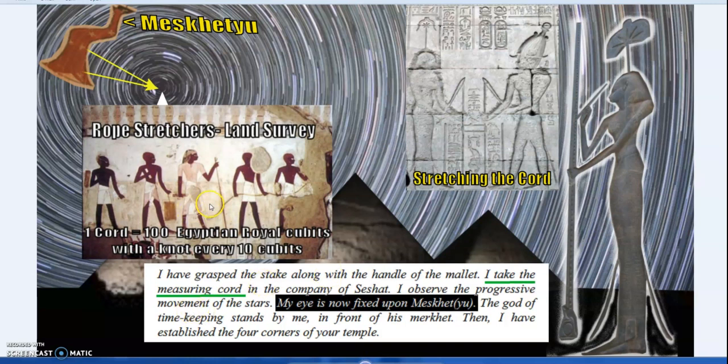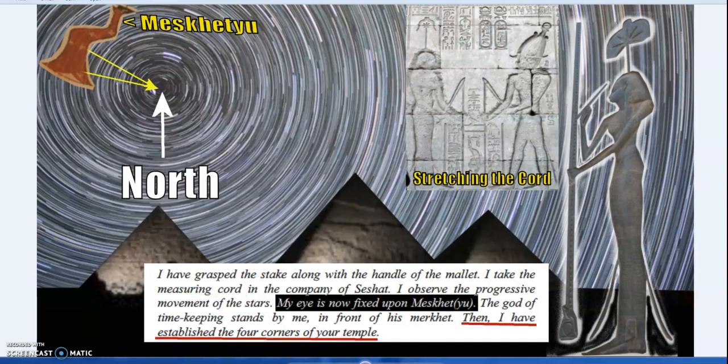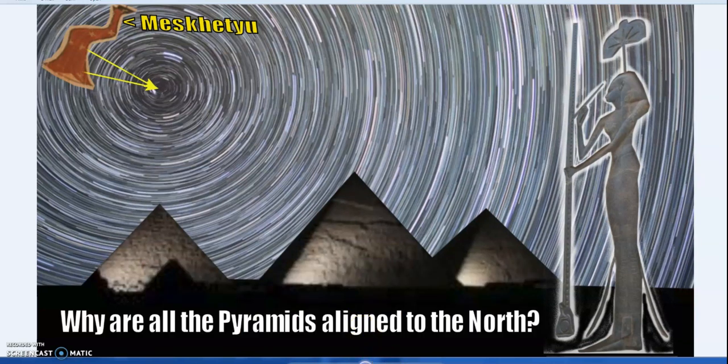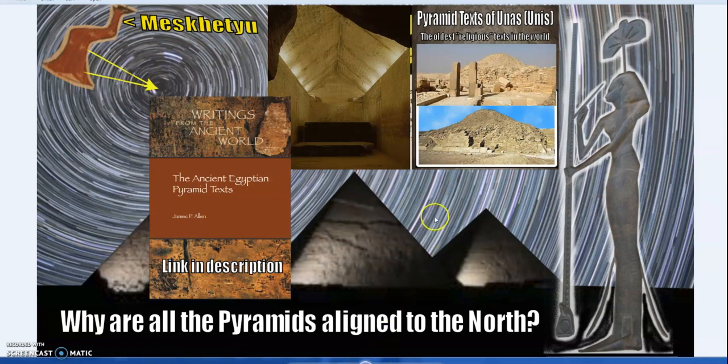I take the measuring cord, again keep in mind a 100 Egyptian cubit cord as a measuring tool. Then I've established the four corners of your temple. This is one of the descriptions of the ceremony of stretching the cord. So why are all pyramids aligned to the north?